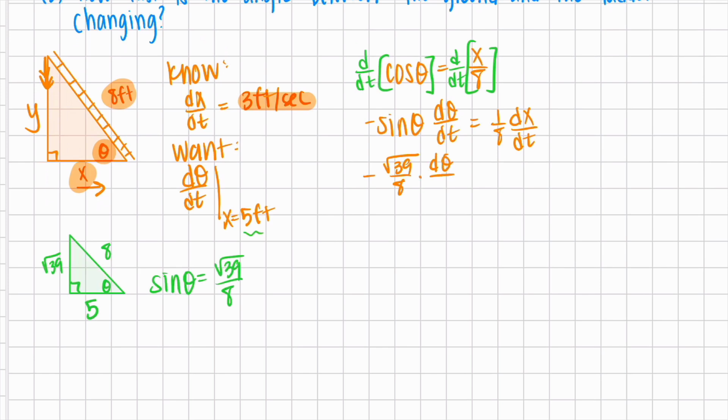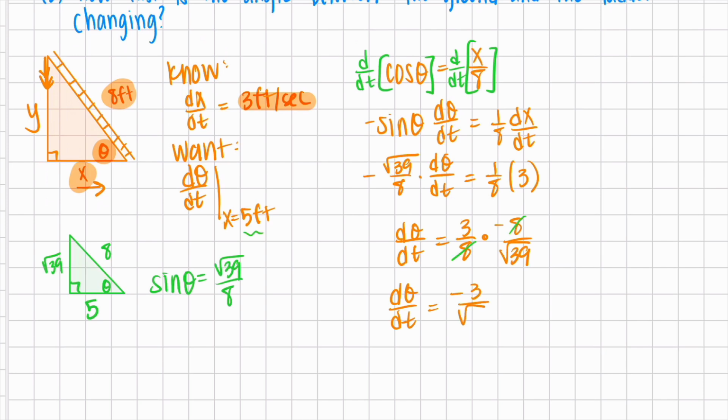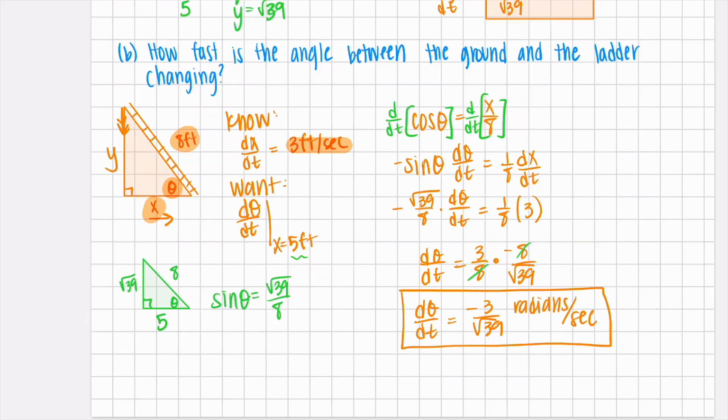We're solving for d theta/dt. And I know dx/dt is 3 feet per second. So let's solve for d theta/dt. I have 3 over 8 times negative 8 over the square root of 39. Your 8's cancel. d theta/dt equals negative 3 over root 39. For our units for d theta/dt, theta is radians and t is seconds. And that is part B.